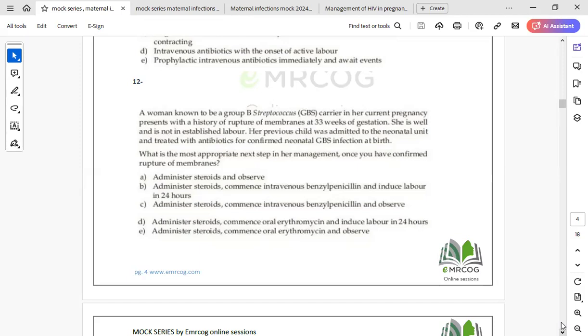And anyway, most of the ladies who have a PPROM are going to deliver maximally in 1 or 2 weeks. Patients who have PROM at term are going to deliver within 72 hours. So we are just buying time. That's it. Even for the steroids to work.